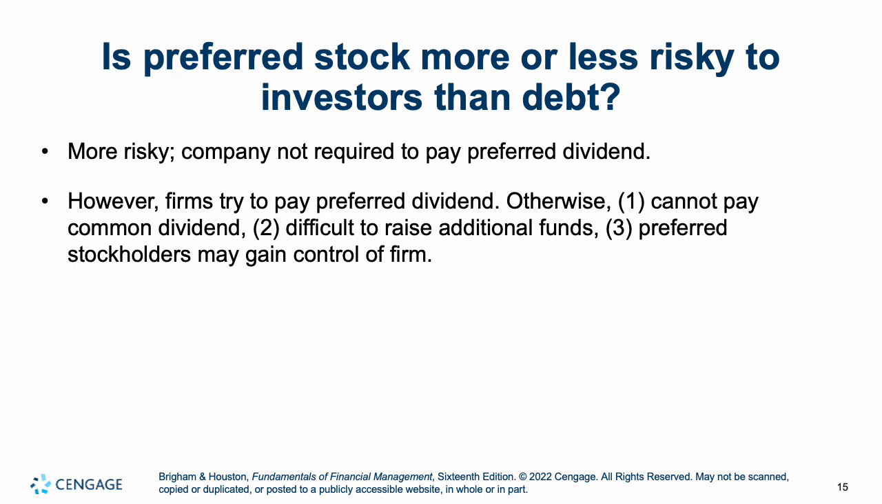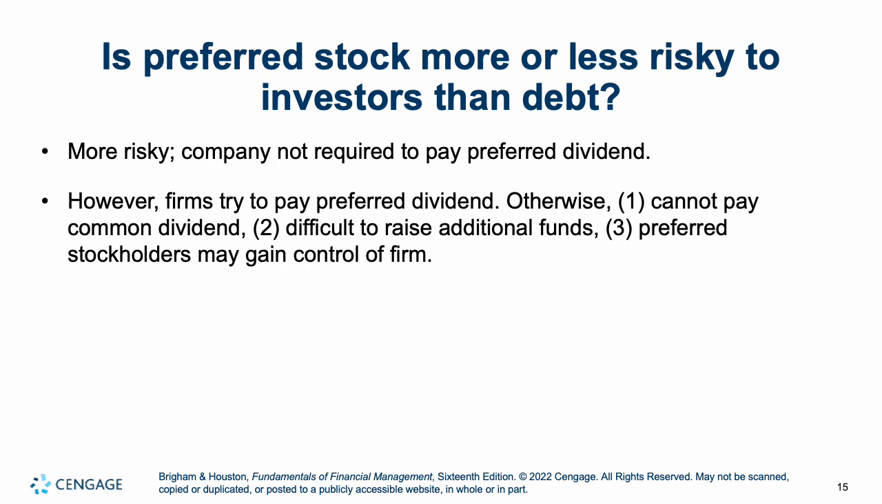Is preferred stock more or less risky to investors than debt? Generally, it's more risky. Why? Because with debt, a company is obligated to pay your coupon payments. If you own a bond in a company, the company is obligated to pay you them. If they don't, remember, they're in default, and that generally leads to bankruptcy protection or flat-out bankruptcy.